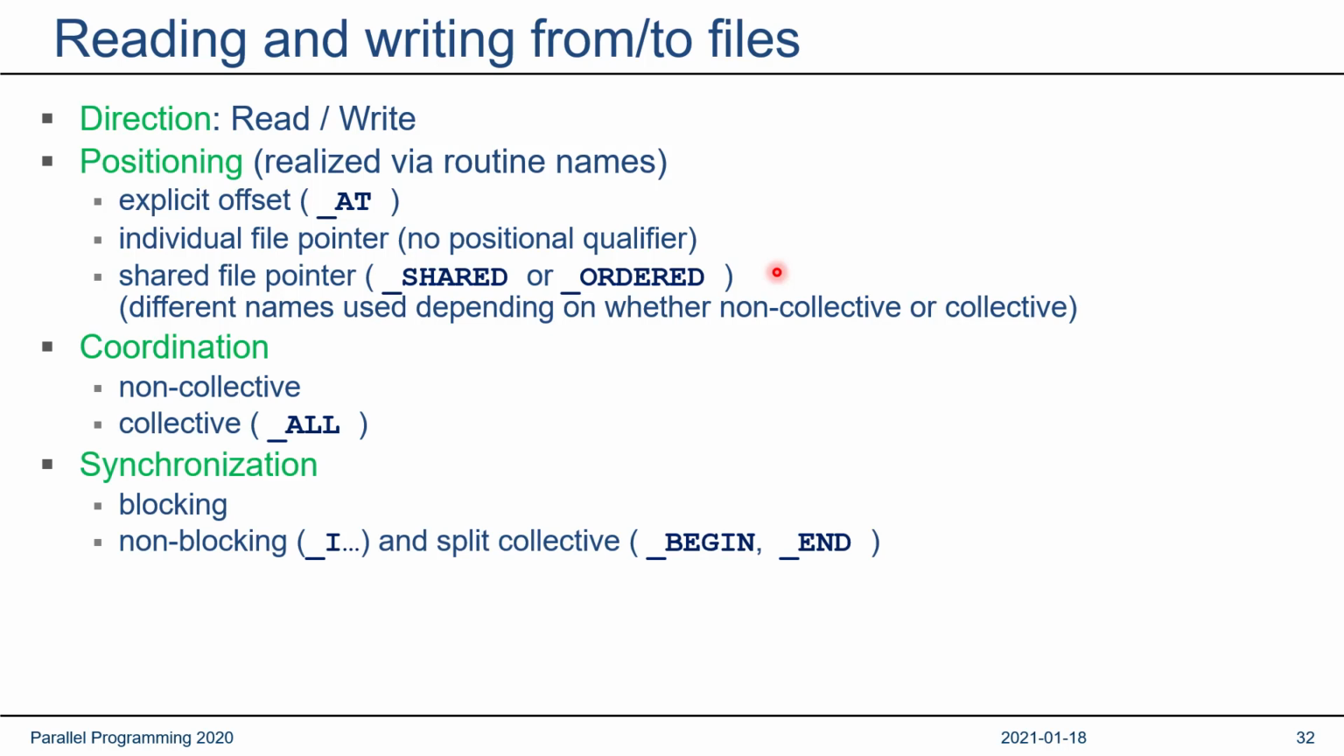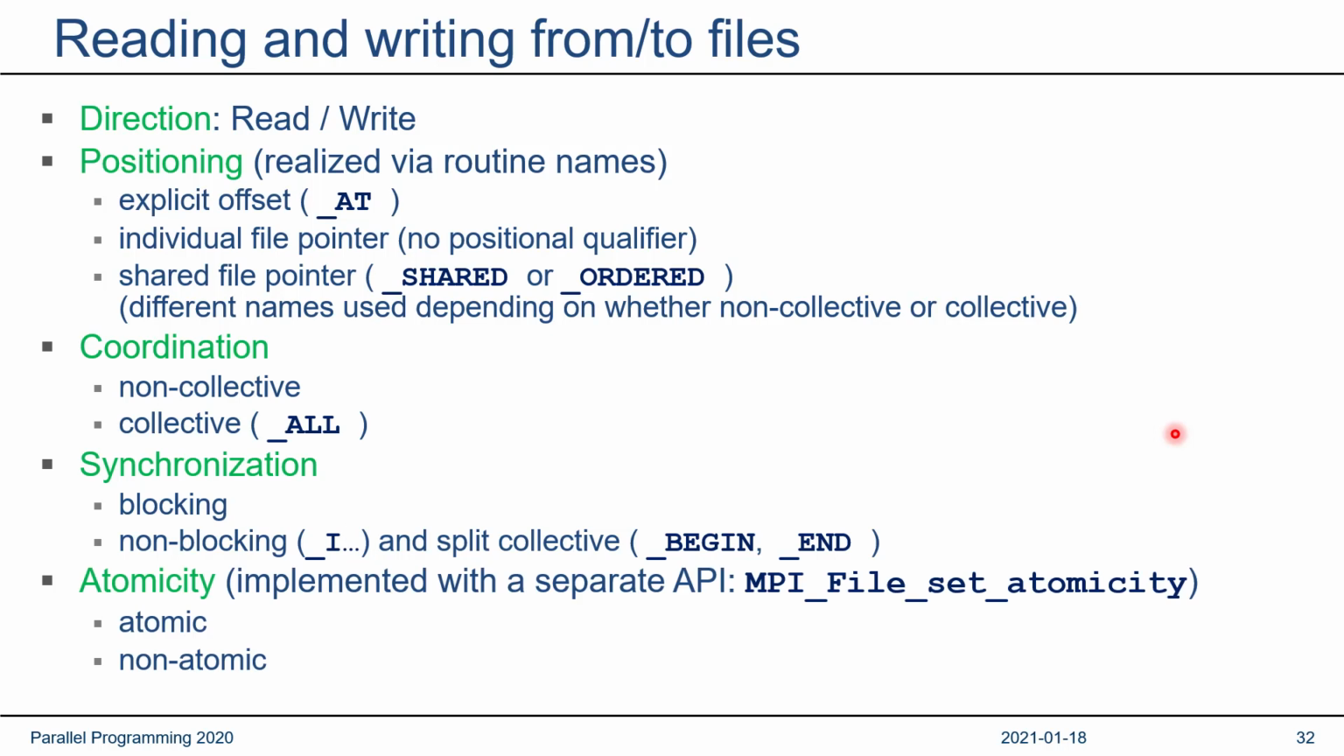There's something for coordination, we'll come to that. Synchronization, for example, there could be blocking and non-blocking variants of I/O functions. The non-blocking variants follow the usual pattern that we looked at when dealing with point-to-point communication, so they start with I. And there are also split collective variants where you could have non-blocking behavior by specifying where the I/O operation begins and where it ends without actually having to deal with handles, as we have to do with standard non-blocking functions. And there's things you can specify in terms of atomicity, so atomic and non-atomic access, and I will not go into details here.